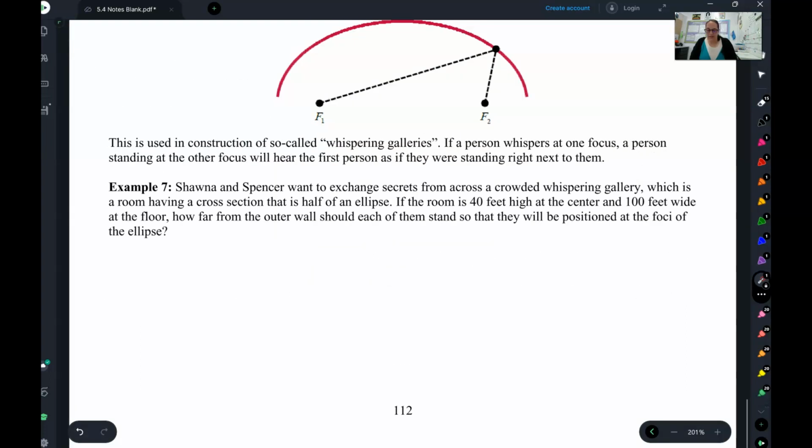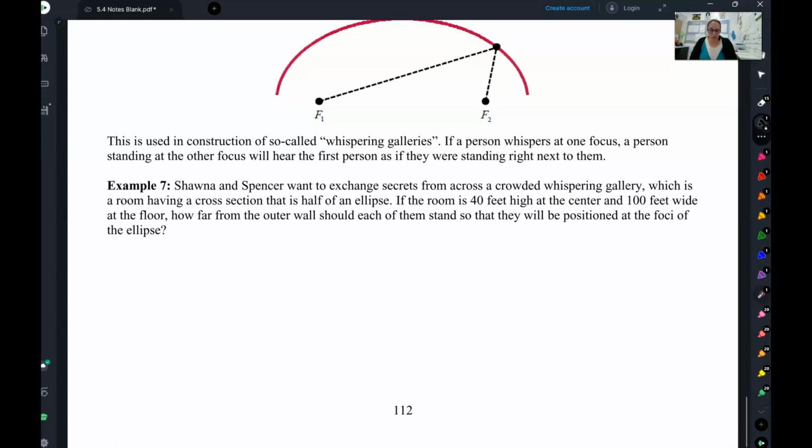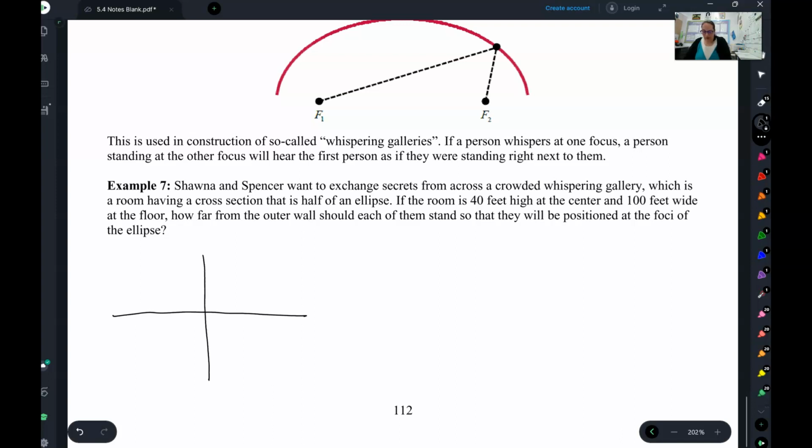So we have example 7 where Shauna and Spencer want to exchange secrets from across a crowded whispering gallery, which is a room that has a cross section that's half an ellipse. So let's graph what we've got here. We've got half an ellipse happening there. There's my whispering gallery. We know that the room is 40 feet high. So there's my 40 feet high. And we know that it is 100 feet wide. So I'm just going to right away cut that in half and do 50 on each side.